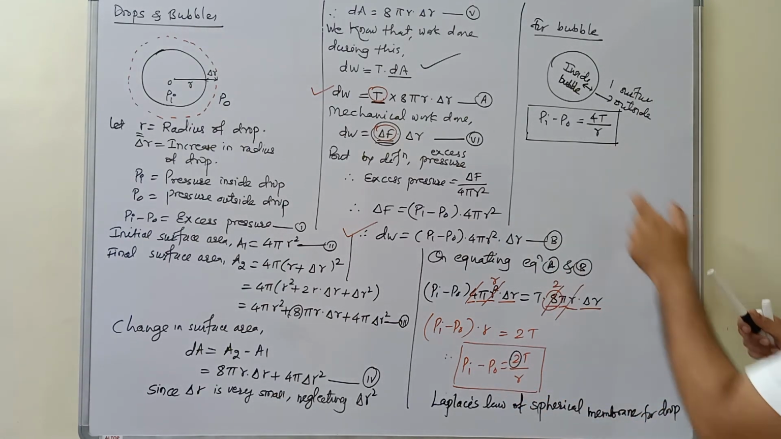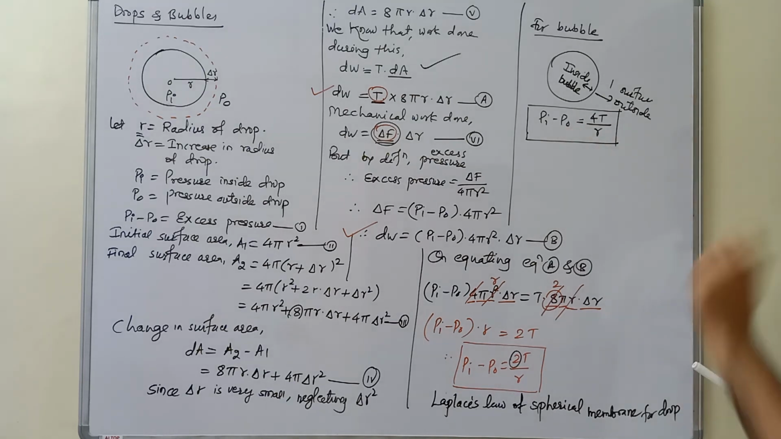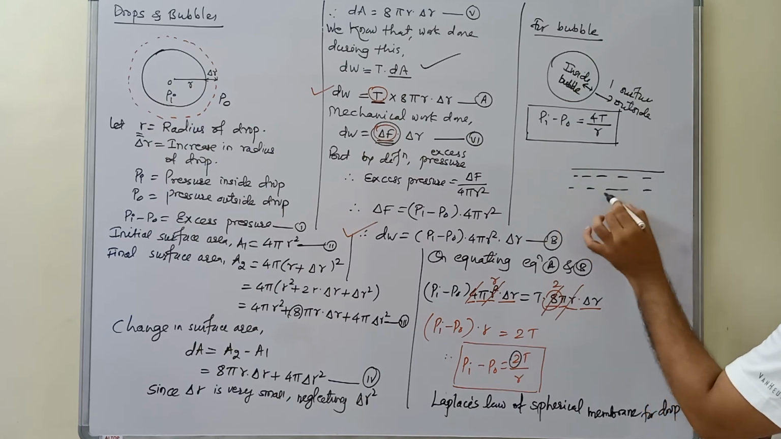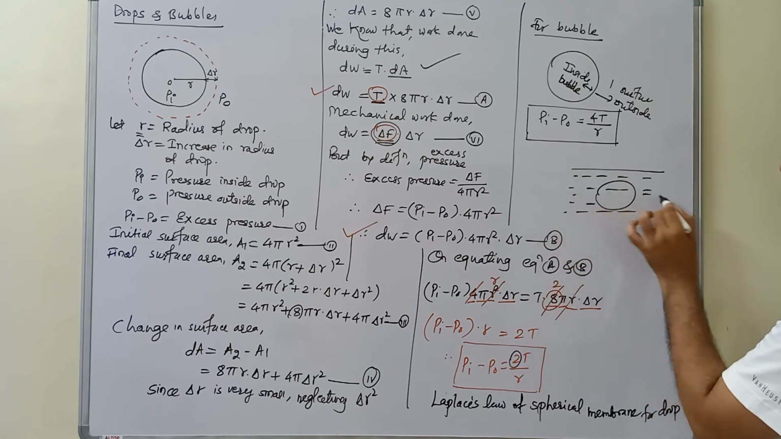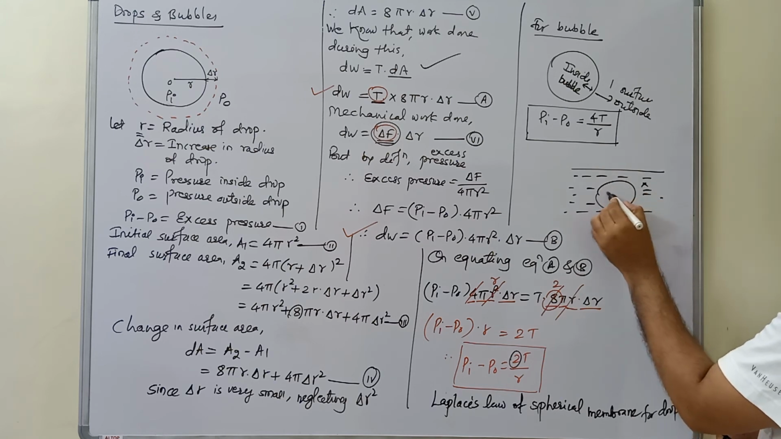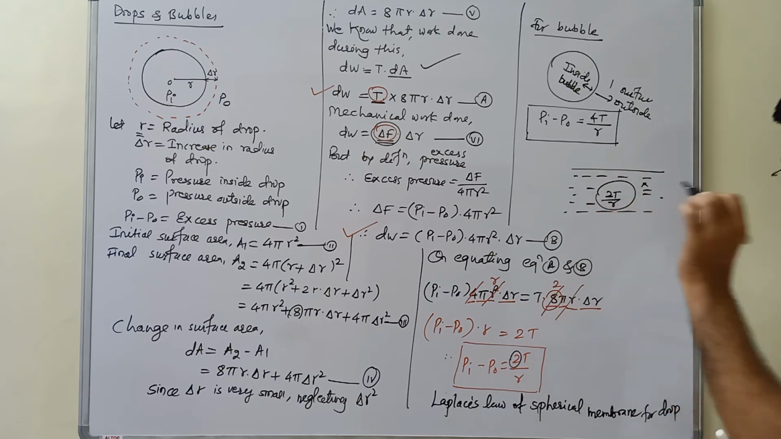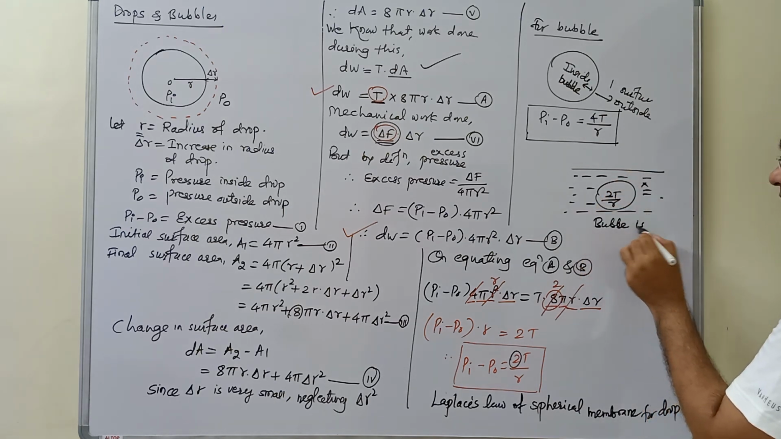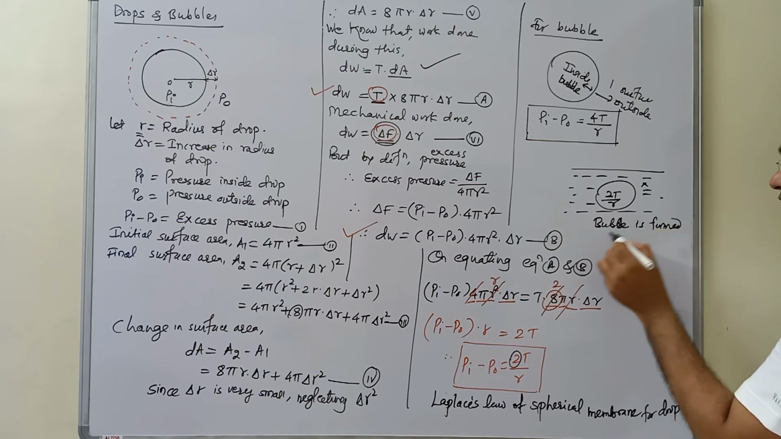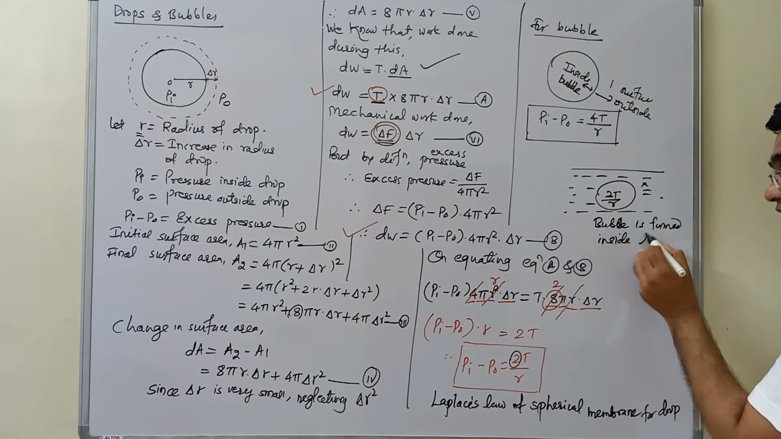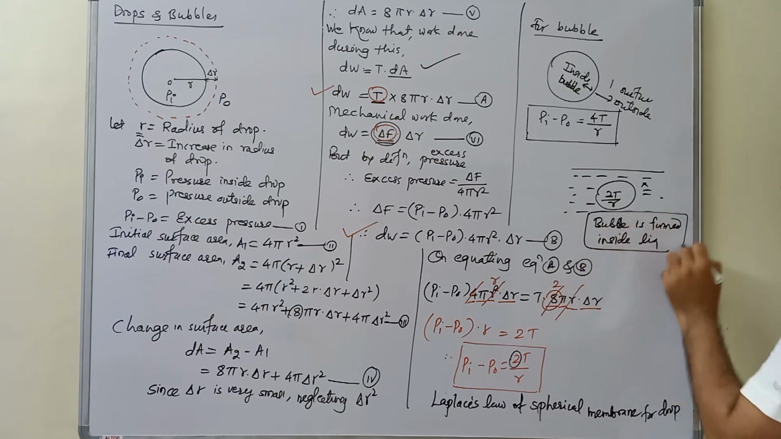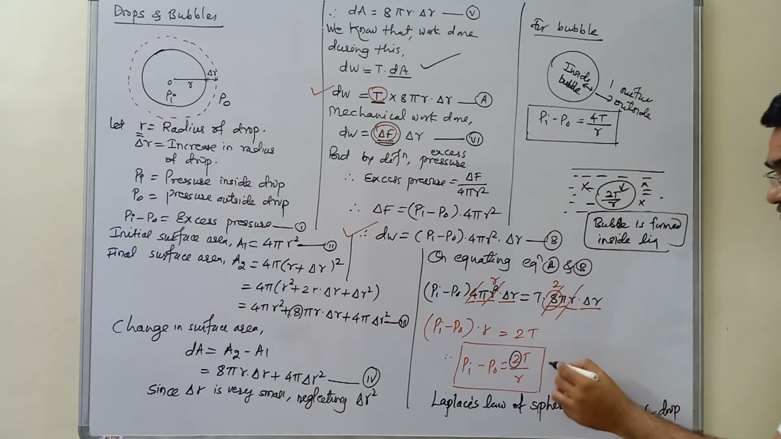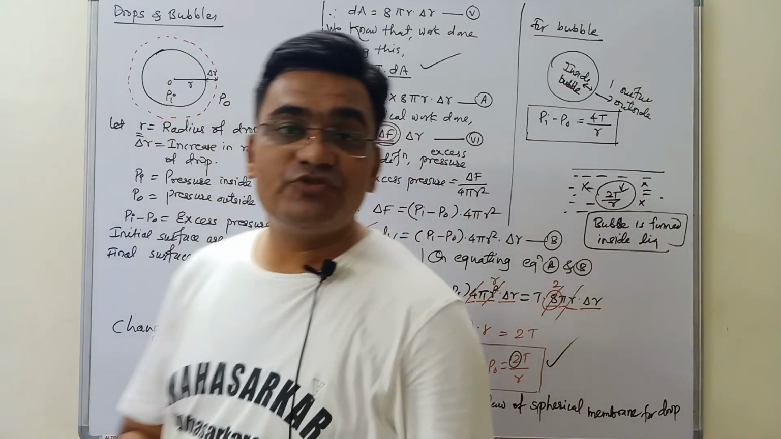This will be the excess pressure for a bubble. But now, suppose this is water, meaning any liquid is there, and a bubble is formed inside the water, then this surface should not be considered. For that case, you are going to write 2T upon R. This is very important. If a bubble is formed inside liquid, so the surrounding of the bubble is not air but liquid, then you are going to use this same formula. Okay, I hope you understood this article also.